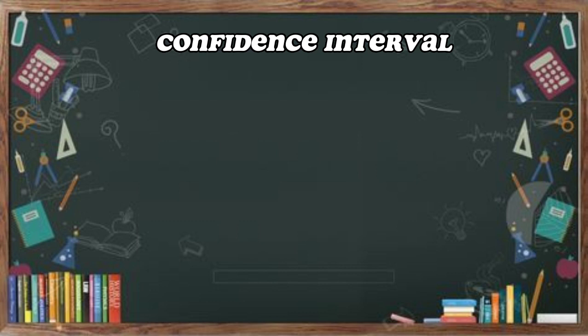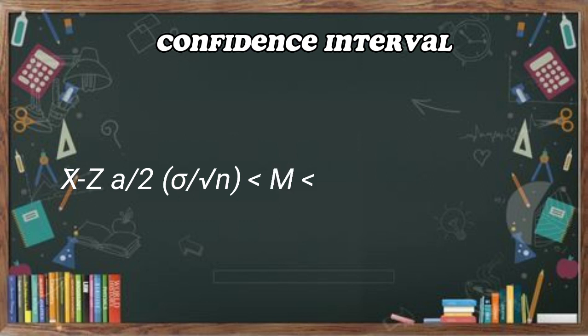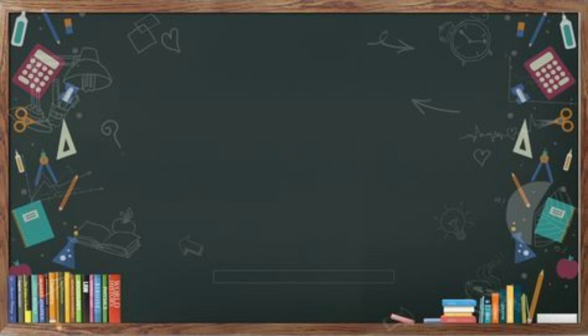This is x bar minus z alpha sub half times population standard deviation over square root of n, less than mean, less than x bar plus z alpha sub half times standard deviation over square root of n. To get the confidence interval, we should first have the confidence level table, and this is the table.